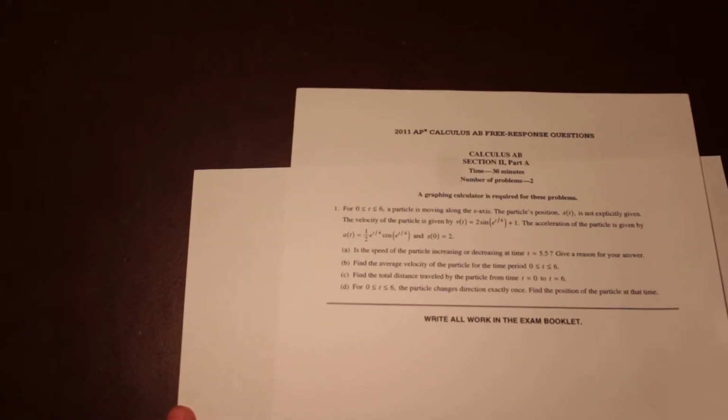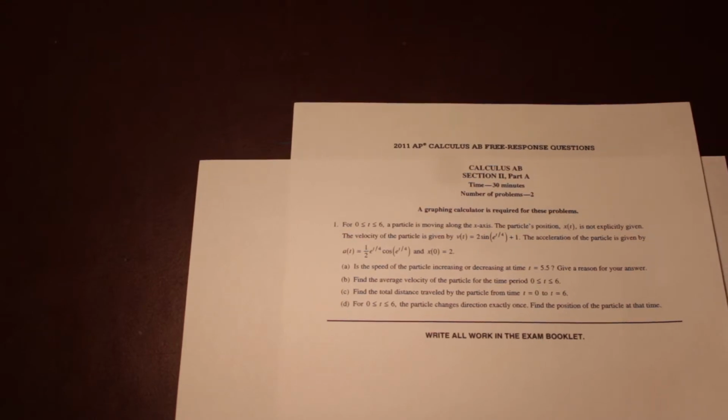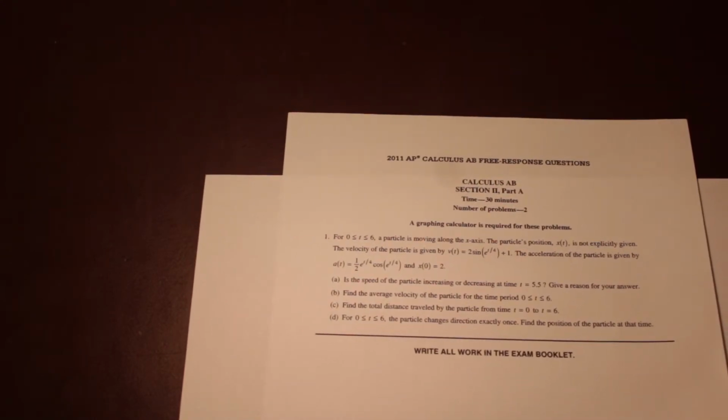Part C is asking us to find the total distance traveled by the particle from time 0 to time 6. To find the total distance, we need to integrate velocity on the time period of 0 to 6. But if we were to just integrate the function, we'd be including all the times there is negative distance, or when distance is traveled backwards. This is displacement. Instead, we need to add absolute value symbols to make sure all the distance that we're getting is positive.